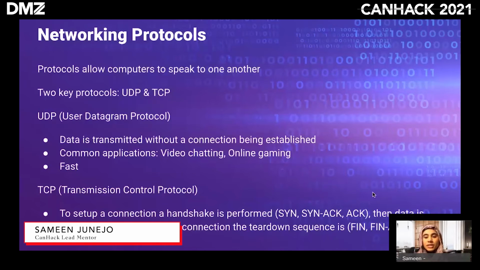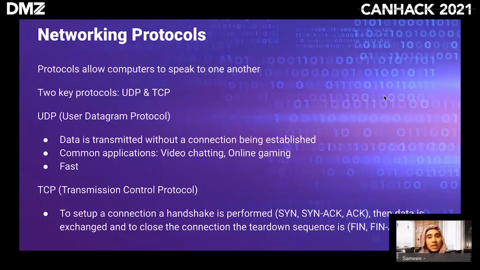TCP is the Transmission Control Protocol, and to set up a connection you have to perform a handshake. If I want to talk to your computer, I have to send your computer a synchronization packet. If your computer is allowing you to talk back, it's going to acknowledge that packet and send me another synchronization packet, and I'm going to send it an acknowledgement packet. Then we have established a connection and we can communicate. It's like when I want to start a conversation, I come up to you and say hi, you say hi back, and I say, can we start talking?